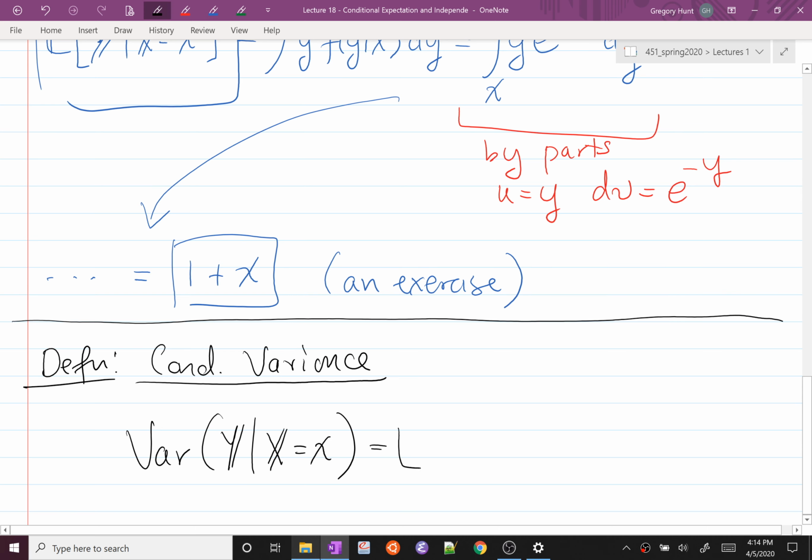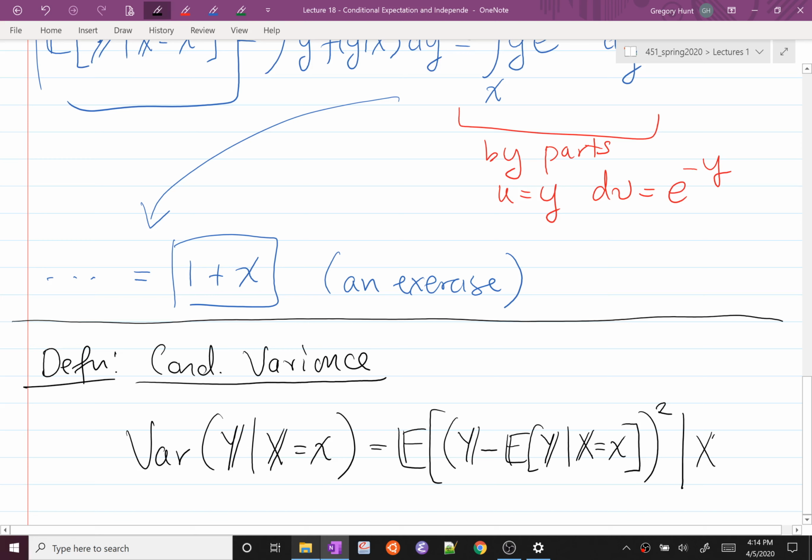follows the following formula. Expected value, we're going to take y. We're now going to subtract off the conditional expectation. So normally you just subtract off the expected value of y, but now we're subtracting off the expected value of y given x is little x. You look at that thing squared, but now this outer expectation is also conditioned on x being equal to little x. So we've just replaced both of the expected values in the normal variance formula with conditional expected values.